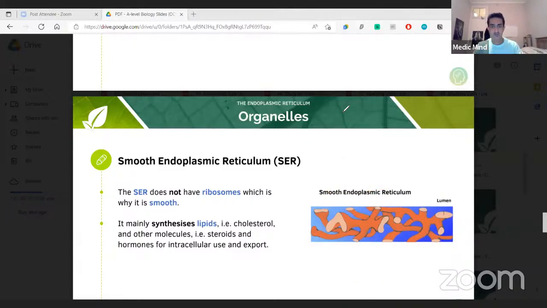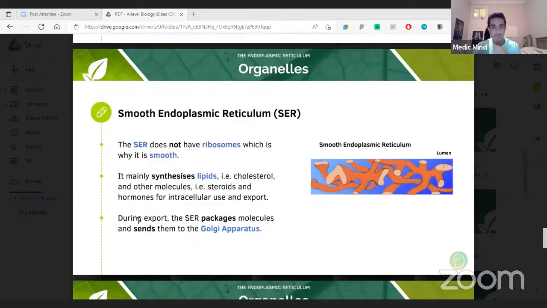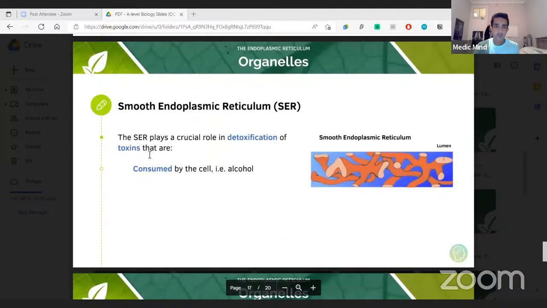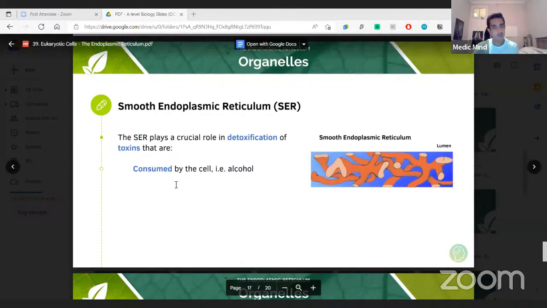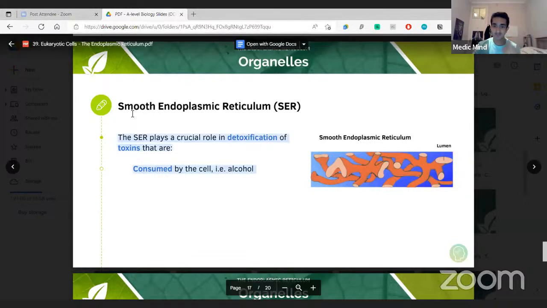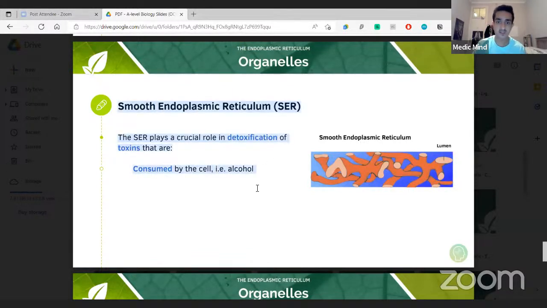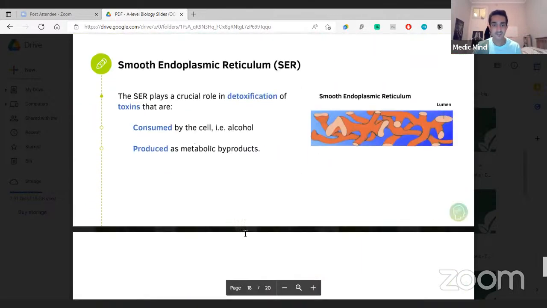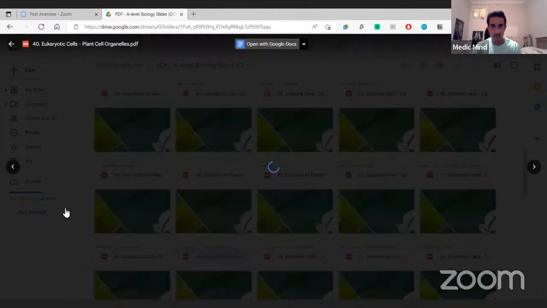Ghazal, does the SER also detoxify harmful substances? Yes, but not as commonly. Its main function is synthesis of lipids, and that's the function you should be writing for your exams. And again, when you make lipids, you go to the Golgi for export. The SER also plays a crucial role in detoxification of substances that have been consumed by the cell, i.e. alcohol. But again, you don't need to know this in too much depth at the moment. This is definitely something that you'll come onto when you do a degree. This is university level content to understand that.